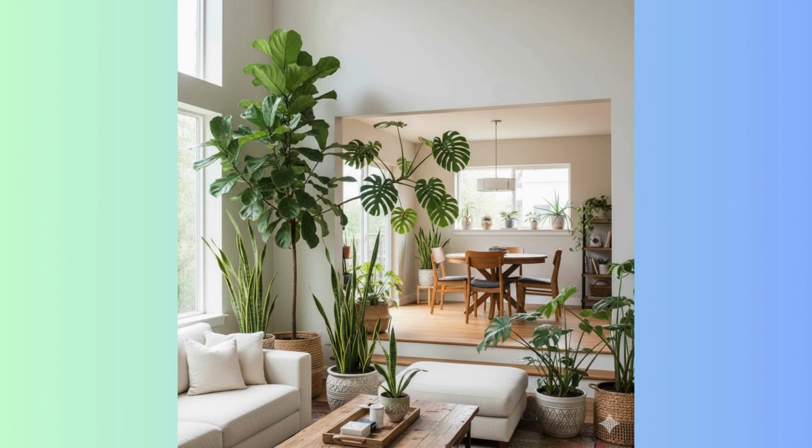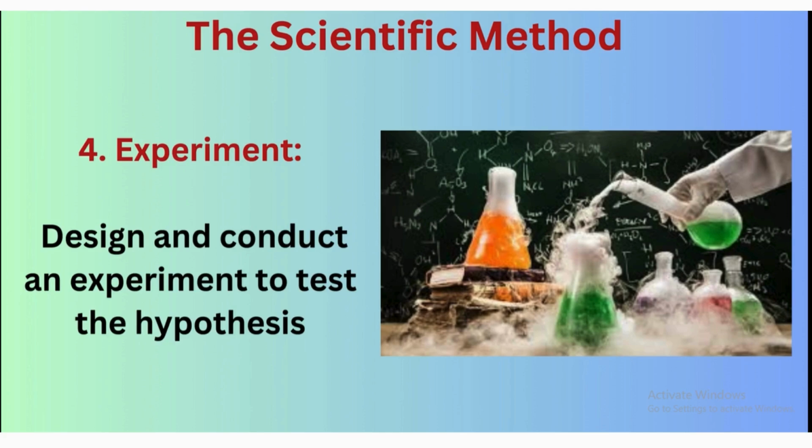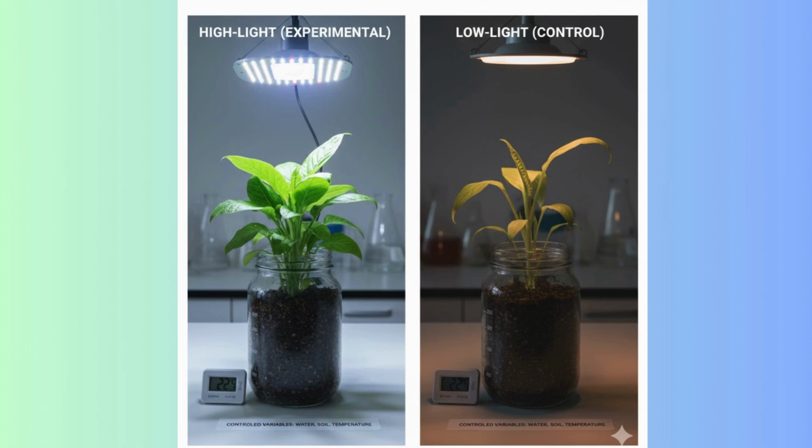After designing the hypothesis, the fourth step is experimentation. It is basically designing and conducting a fair test to see if the prediction is accurate. This involves manipulating an independent variable and measuring a dependent variable while keeping all other variables under control. In our experiment, we grow identical plants in a high light experimental condition and a low light control condition, keeping water, soil and temperature the same as control variables.